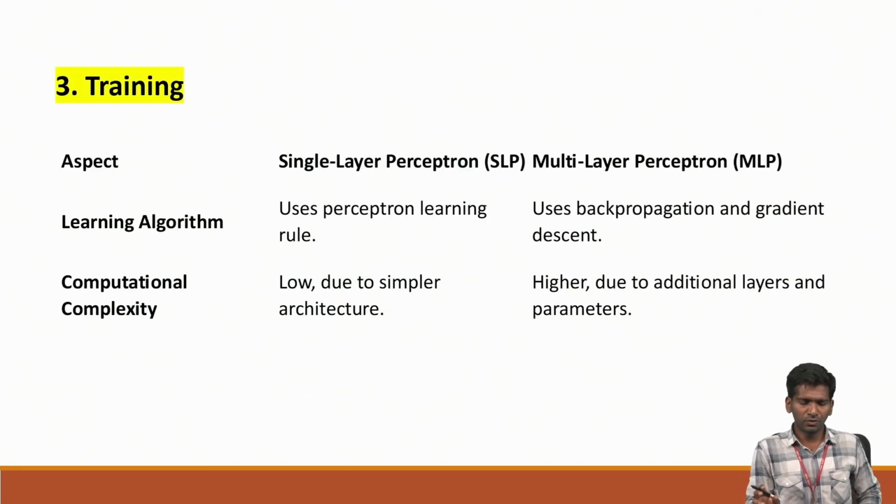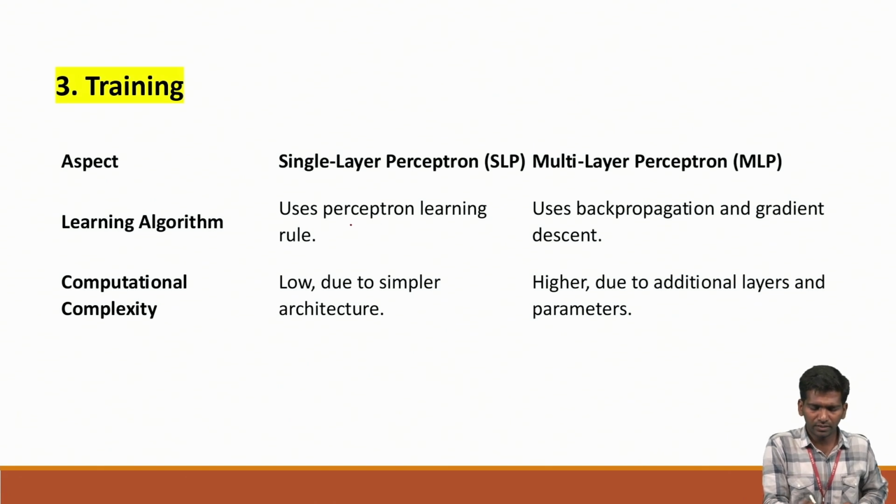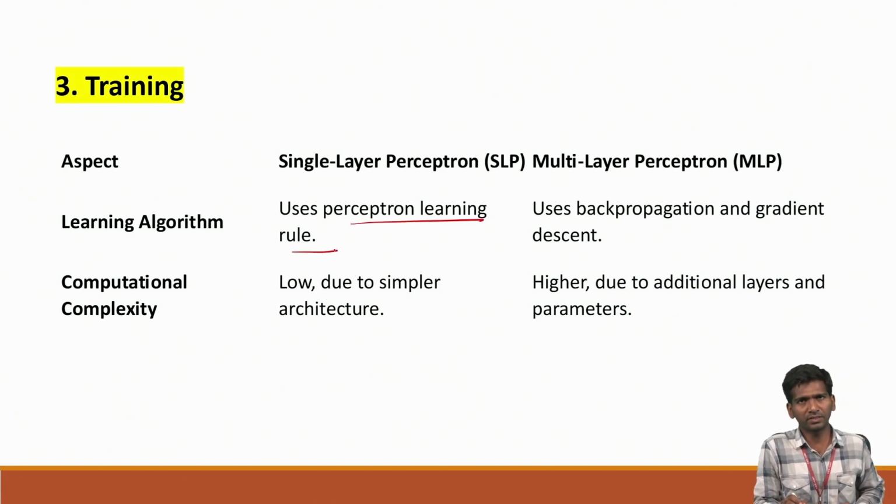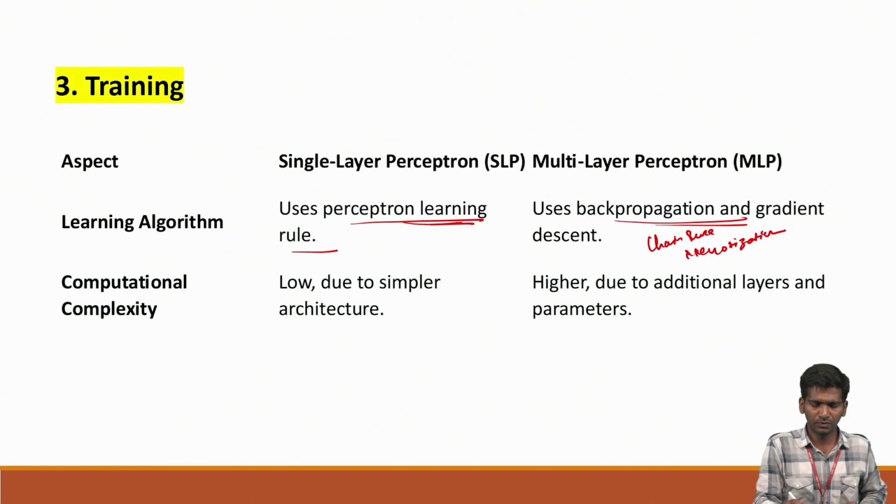Next, training. SLP uses the perceptron learning rule. We will see what the perceptron learning algorithm is in the next session. MLP uses back propagation. Here in SLP no back propagation is involved, only the perceptron learning algorithm is used. In MLP there is back propagation, the chain rule, memoization and so on. Only one algorithm, back propagation, is used there.